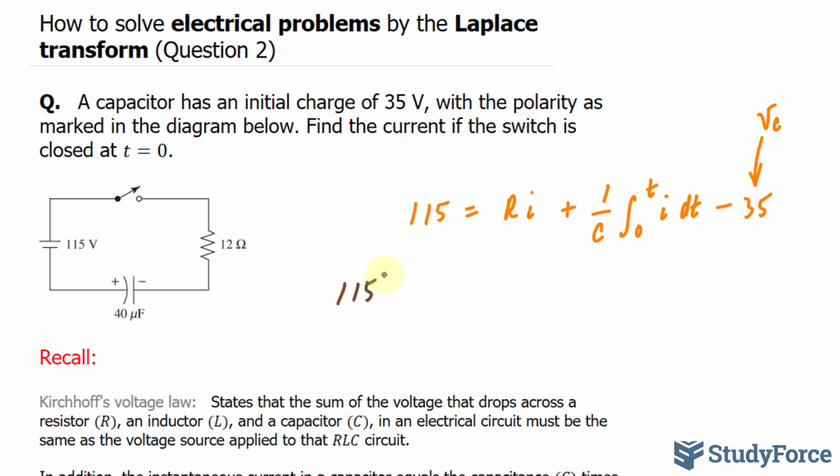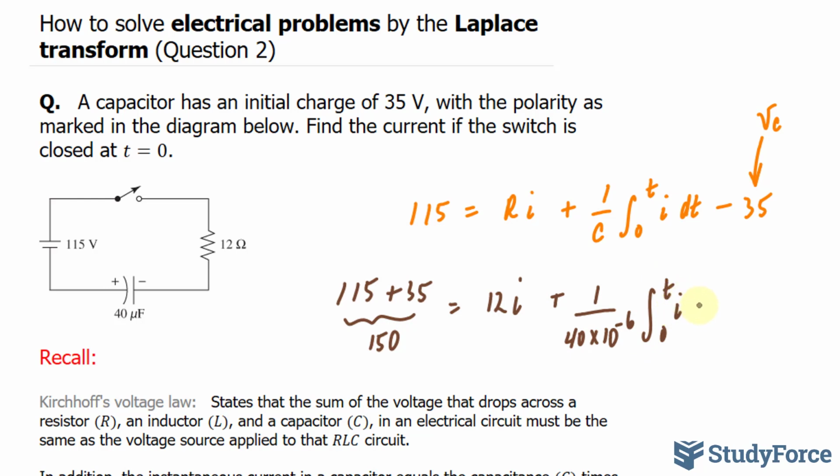where we have 115 plus 35, that's a total of 150, is equal to the resistance given as 12 ohms times the current I plus 1 over 40 microfarads. That needs to be converted into farads. So 1 over 40 times 10 to the power of negative 6 times the integral between 0 and t of I dt.